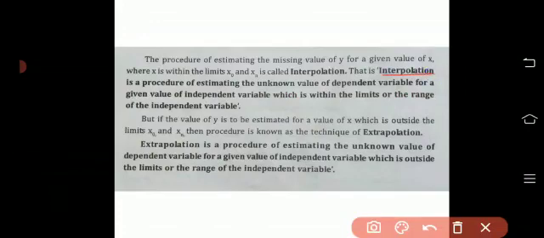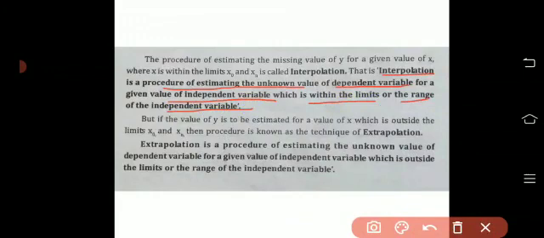Interpolation is a procedure of estimating the unknown value of a dependent variable for a given value of independent variable which is within the limits or the range of the independent variable.